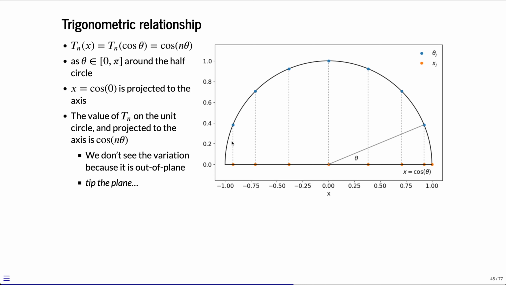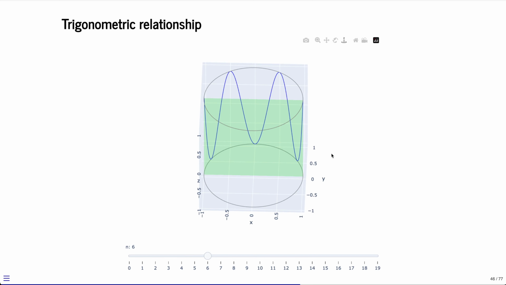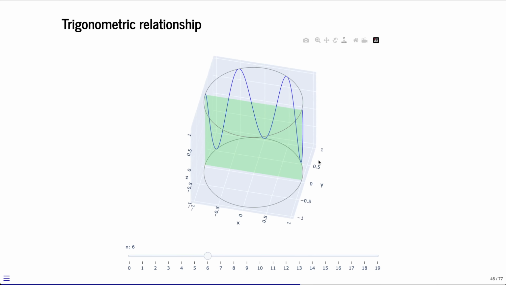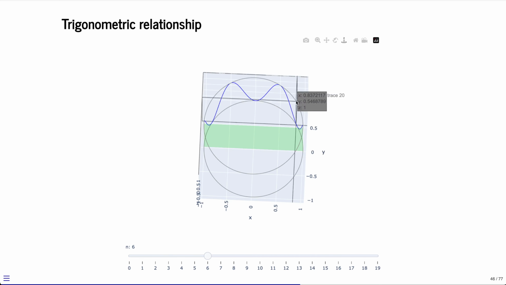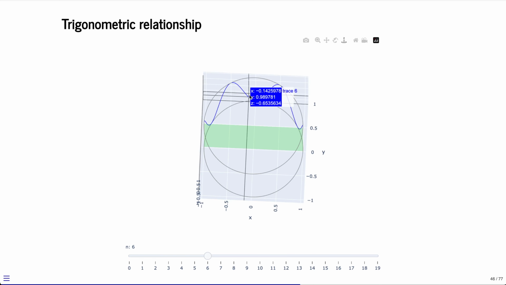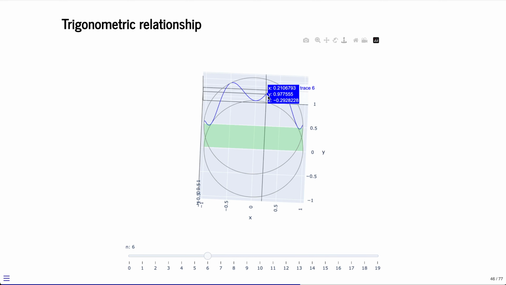You can't see the shape of the curve because it's out of plane, but we can tip the plane. So if we plot this quantity, then as we go around the unit circle from 0 to pi, the value of the function is cosine n theta. So theta goes from 0 to pi, and cosine of n theta oscillates as shown.